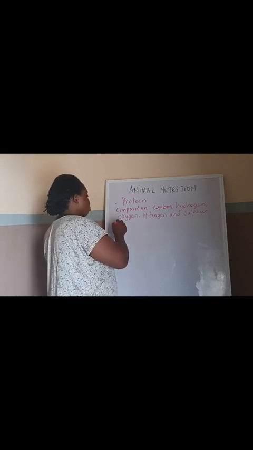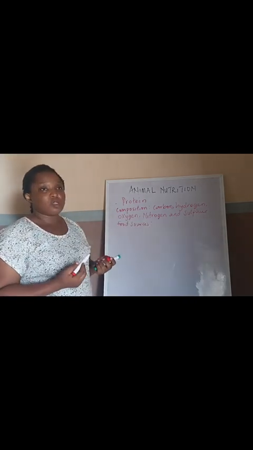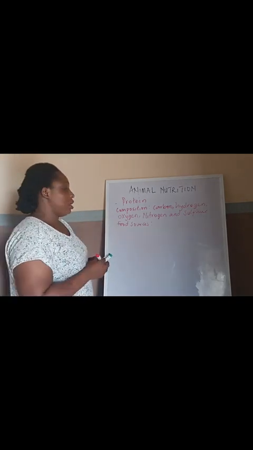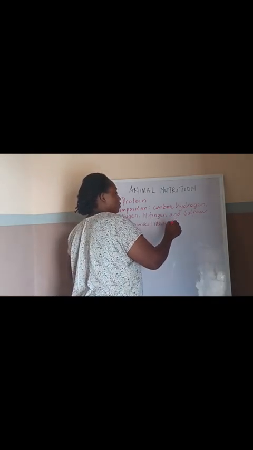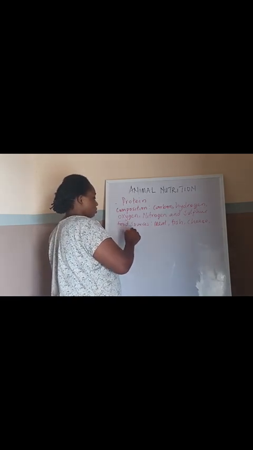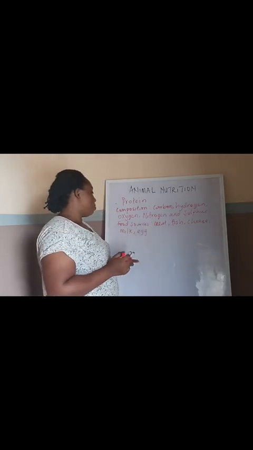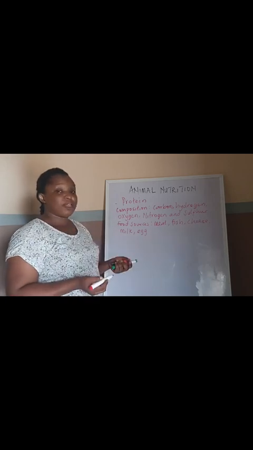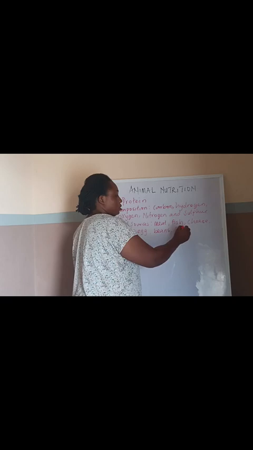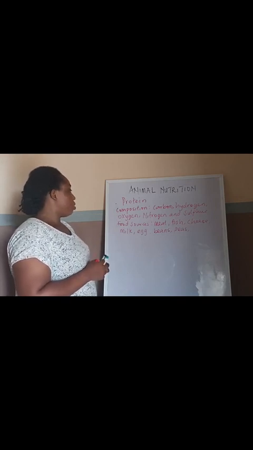So, food sources of protein. Some can be from animal origin and some can be from plant origin. The ones from animals include meat, fish, cheese, milk, egg. You can see that all these are gotten from animals, so they are animal sources of protein. We also have plant sources, which include beans, peas. So these are plant sources of protein.